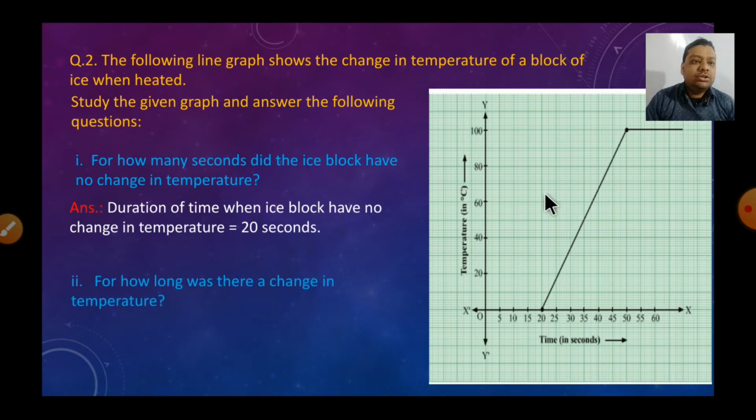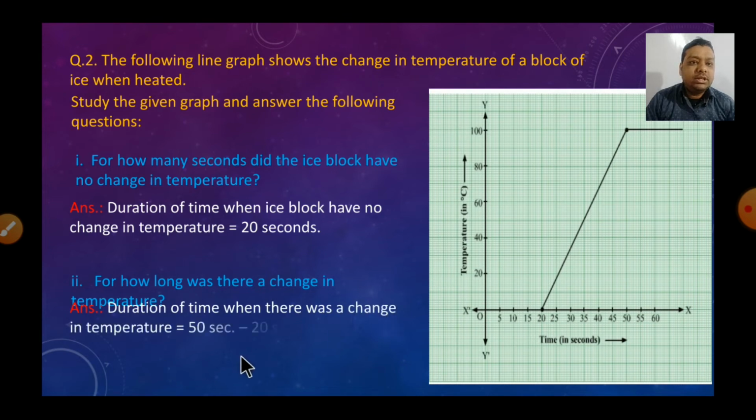Now, the next question is, for how long was there a change in temperature? So change in temperature, how long? From 20 seconds to 50 seconds. So we can say that the duration of time when there was a change in temperature is 50 seconds minus 20 seconds, that is 30 seconds.